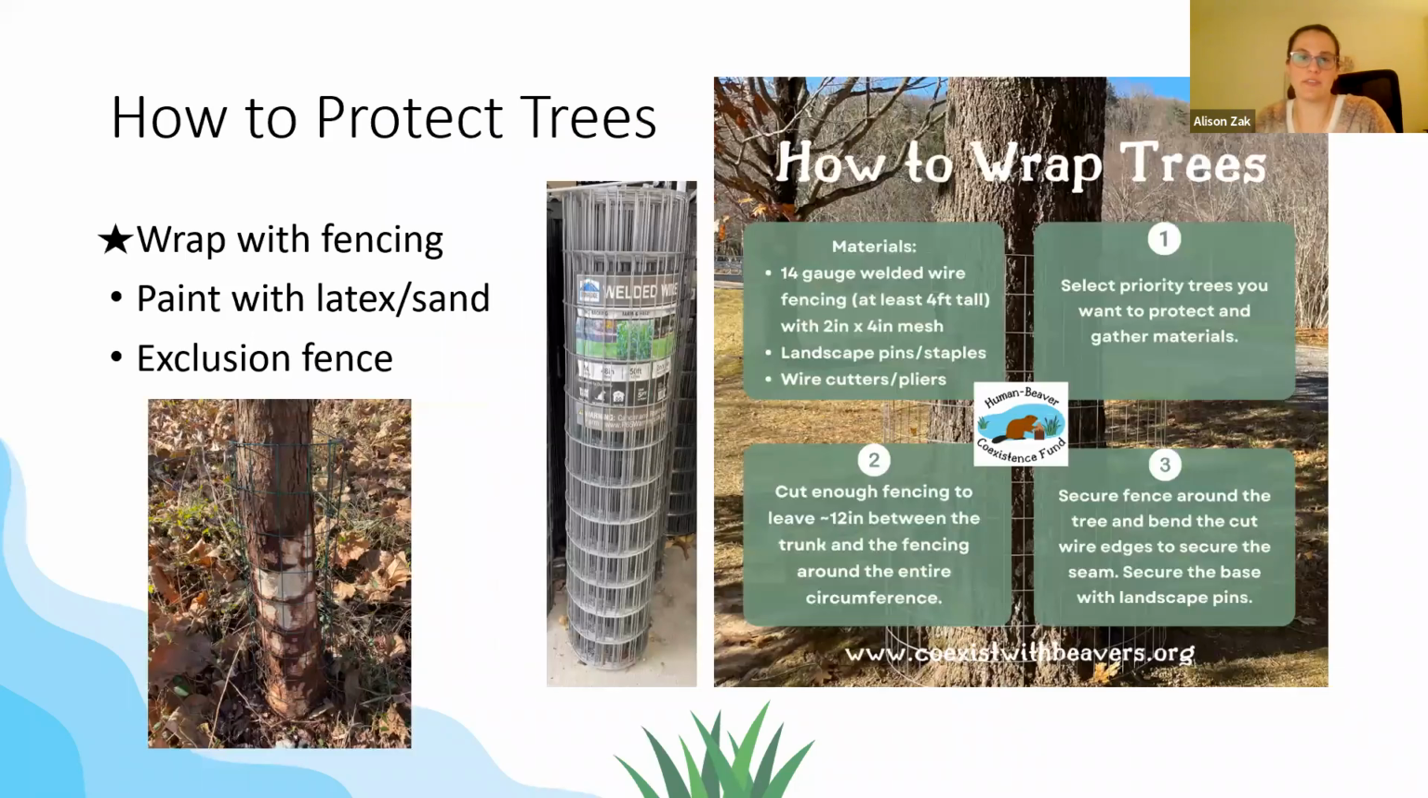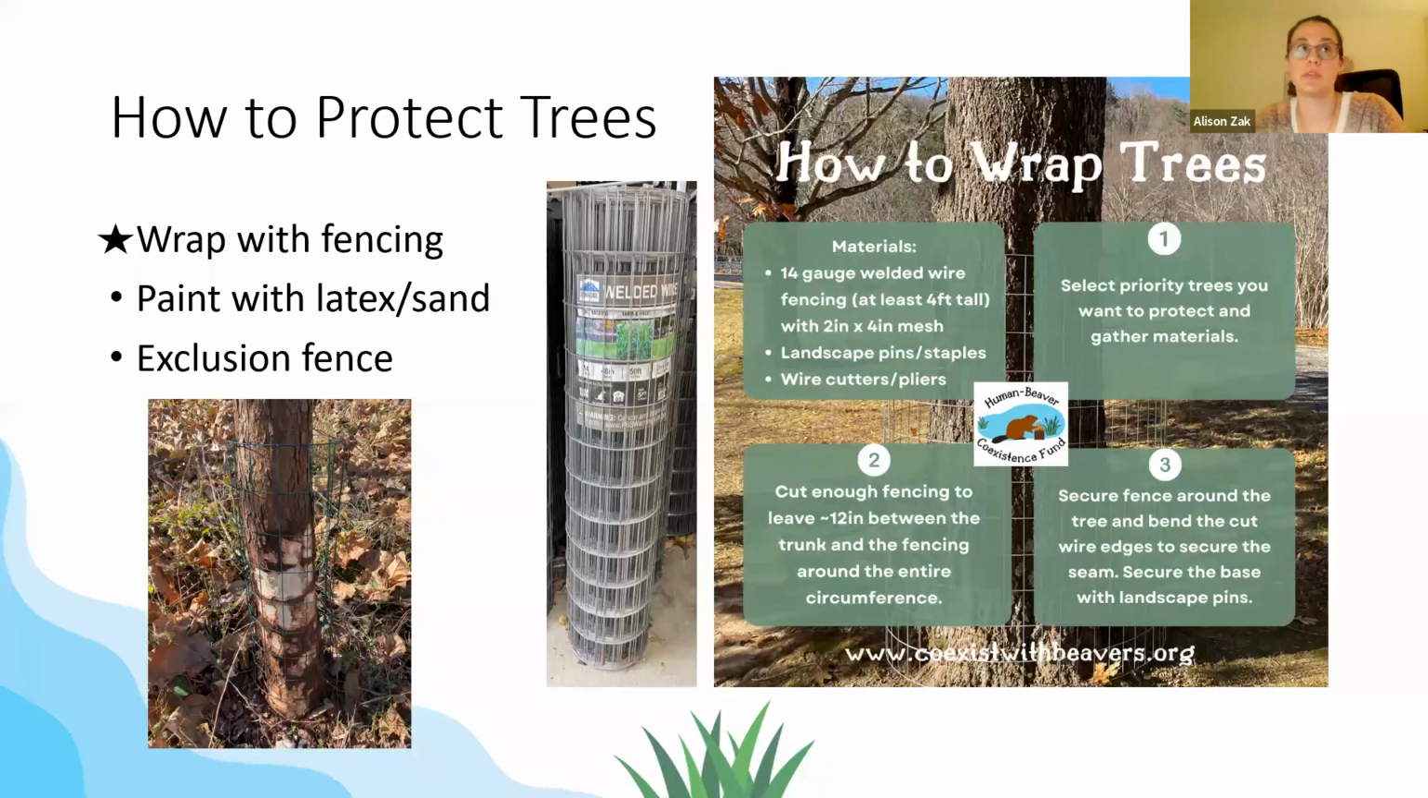So let's jump into those two green approaches to the conflicts. I'm going to talk a little bit more about each of those. So, how to protect your trees. There are a few different ways to do that. You can wrap the trees with fencing material, which is pictured here. You can paint the trunks of the trees with a sand and latex paint mixture.